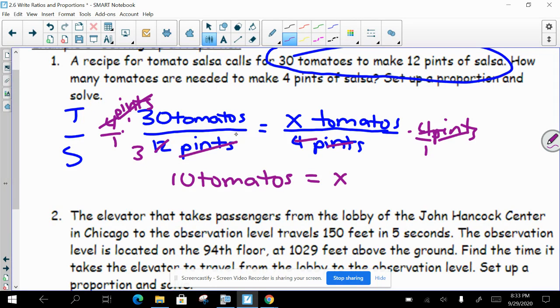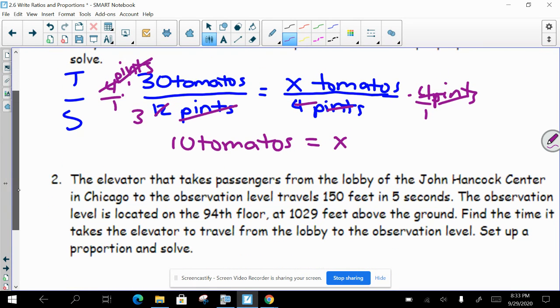Okay, and make sure you get used to understanding how to set up a proportion, because the problems will not just ask you for the answer, it'll ask you to set up a proportion or possibly select the correct proportion that would represent the problem.